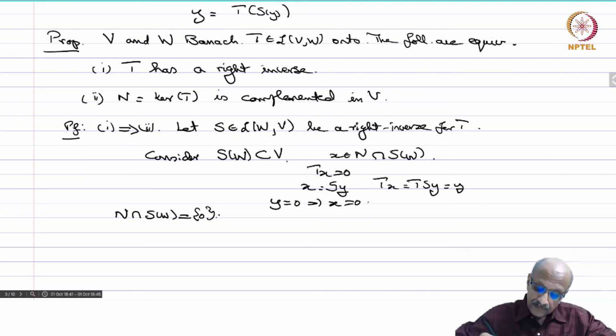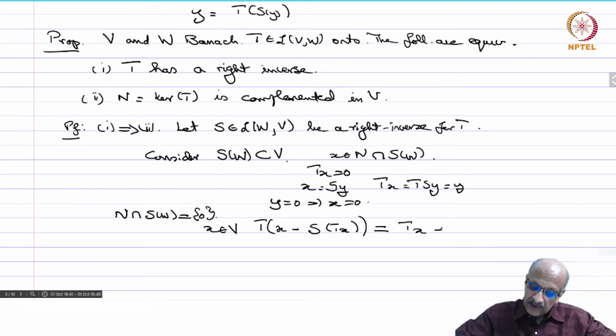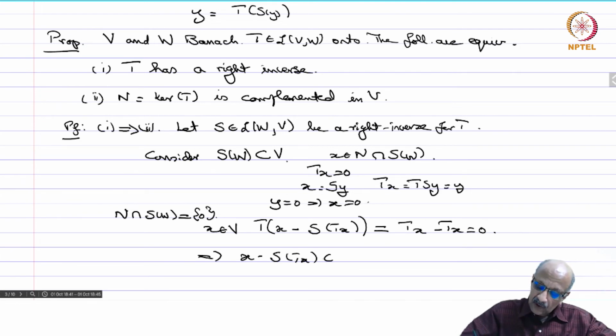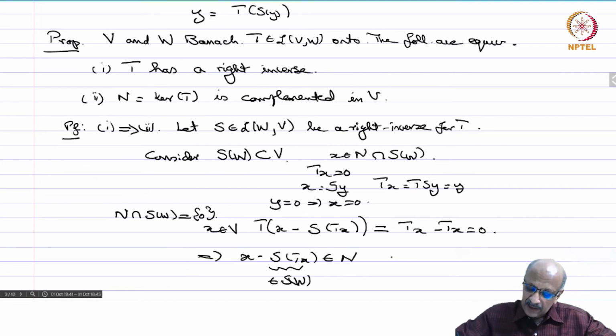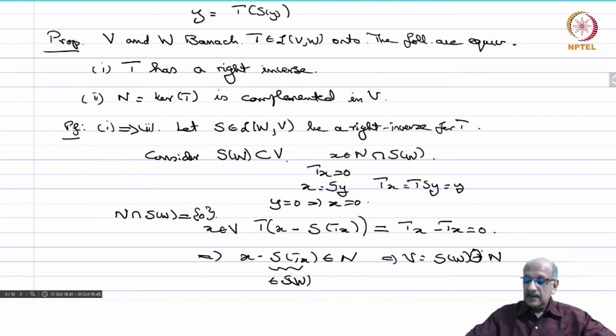Next, let us take any X in V and consider X minus S of T of X. Let us take T of this vector. This is equal to Tx minus T S, which is identity, times Tx, so that is Tx minus Tx, which is 0. Therefore, X minus S of T of X belongs to N, and S of T of X belongs to S of W. Therefore every X can be written as a vector in N plus a vector in S of W, and therefore V equals S of W plus N. And since their intersection is only 0, this is in fact a direct sum.